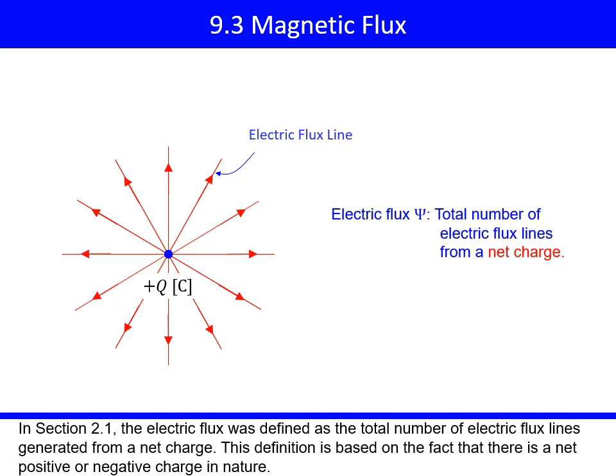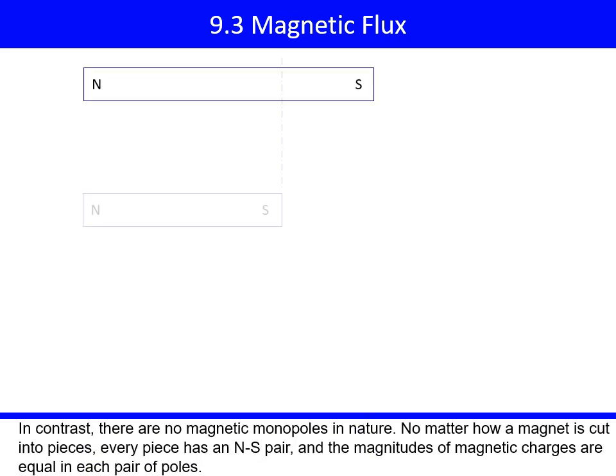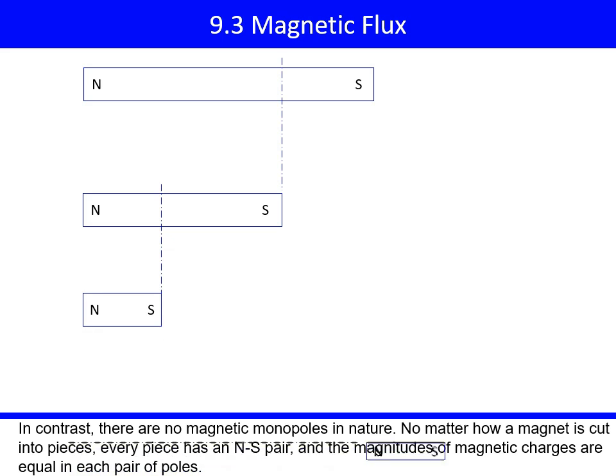In section 2.1, the electric flux was defined as the total number of electric flux lines generated from a net charge. This definition is based on the fact that there is a net positive or negative charge in nature. In contrast, there are no magnetic monopoles in nature.